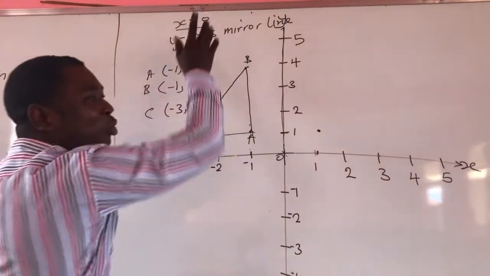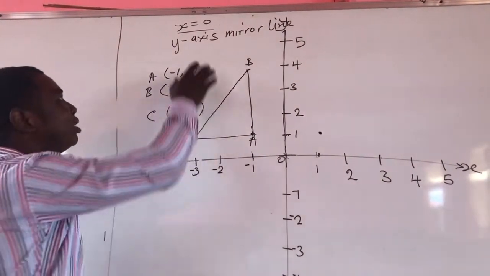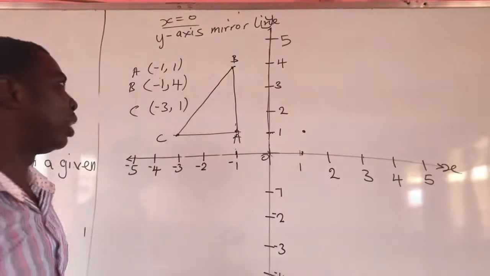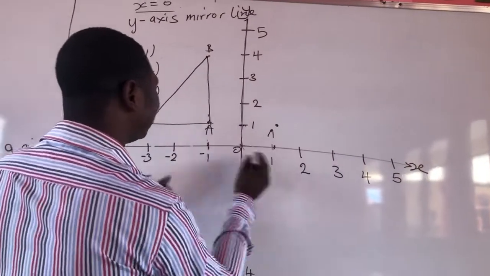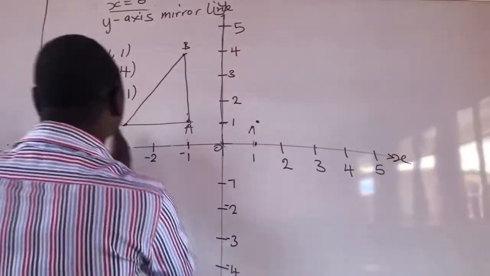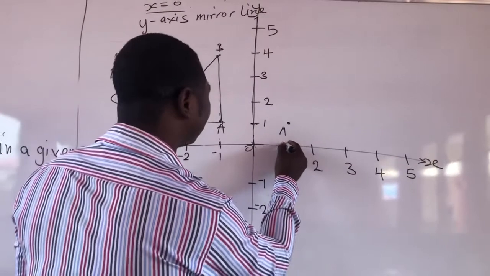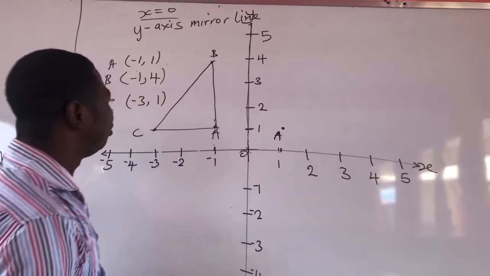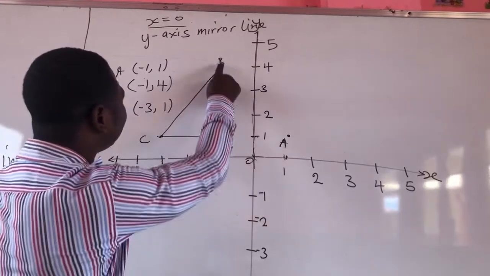Don't let the x equal to 0 confuse you, okay? As soon as you hear x equal to 0, know that it's the y-axis mirror line. So we are going to use the same coordinates, right? So A is 1 and 1. Forget about the negative sign. So we just write 1 and 1. And B, where is B? It's 1 and 4.